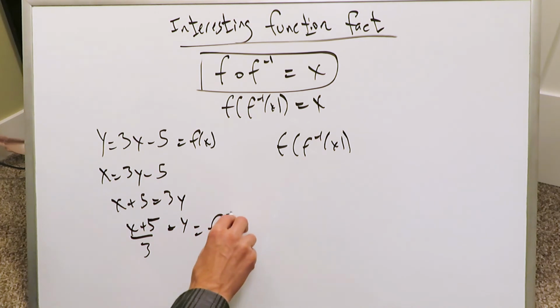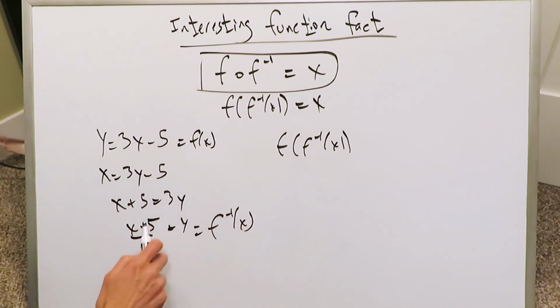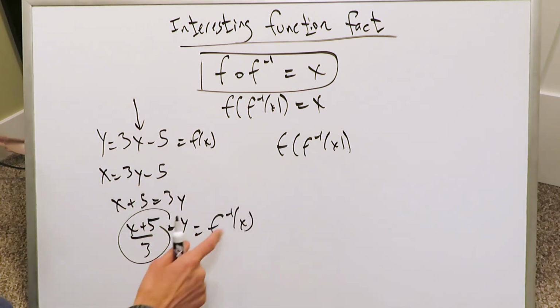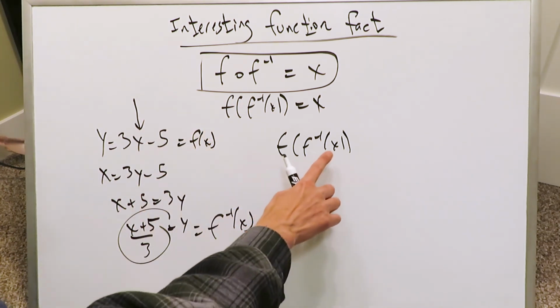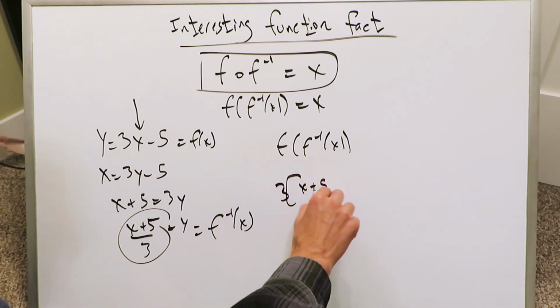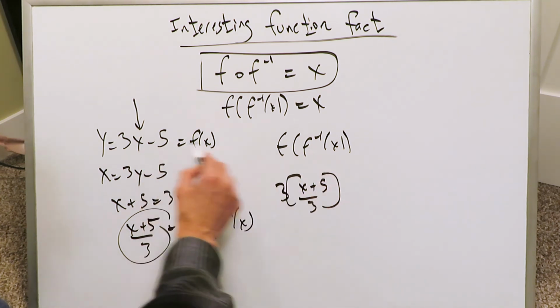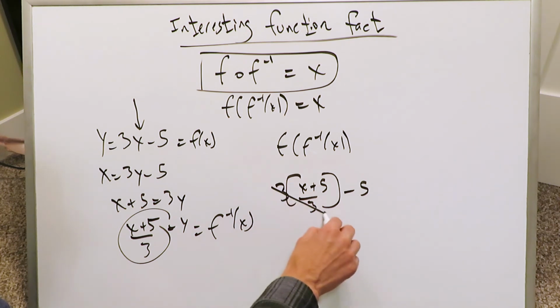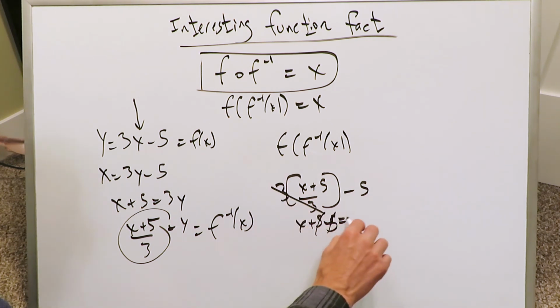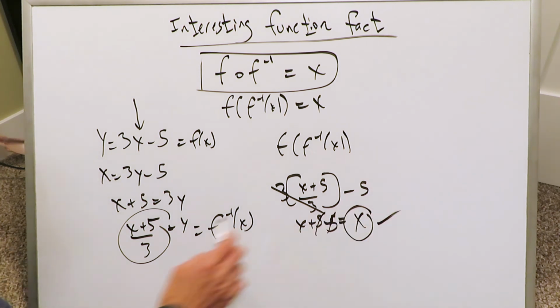Which you know to be now the inverse of the original function. This inverse is going to feed in right here into this place of x, because it's the inverse going into your original. See, inverse is going into the original. You'll have 3 times x plus 5 over 3 minus 5. These cancel out. You'll have x plus 5 minus 5, and the 5's will cancel out. You'll just have x. So again, you're showing it.